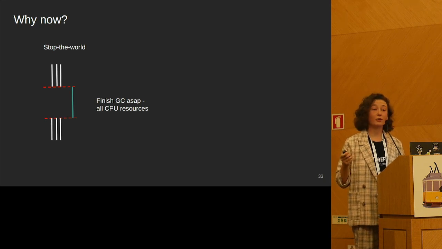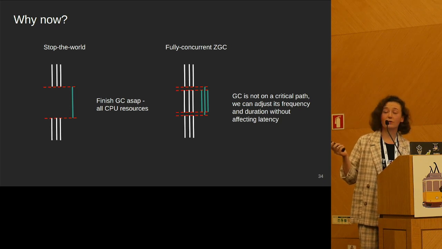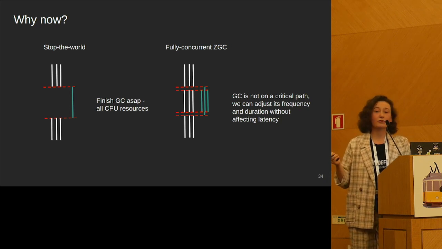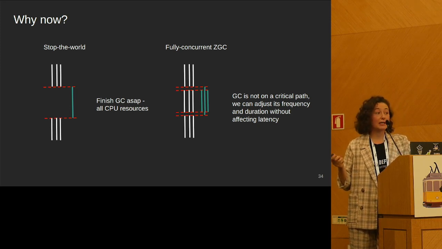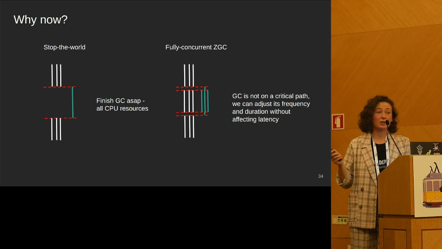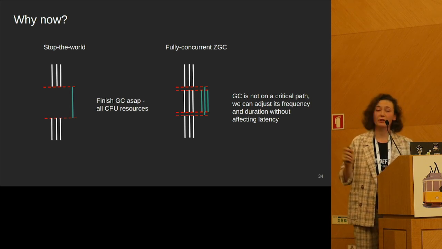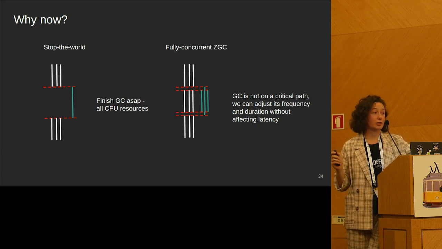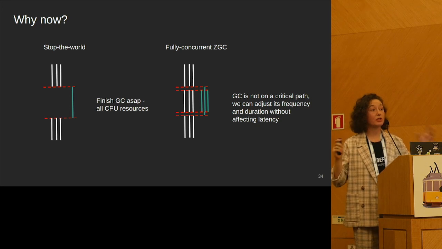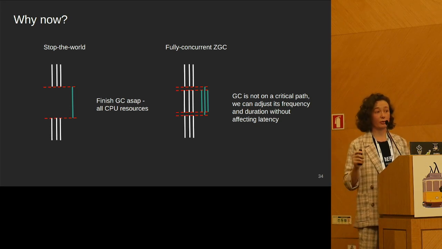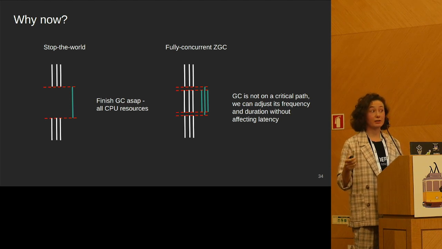Now, fully concurrent collectors emerged, one of these collectors being ZGC, for example. In fully concurrent collectors, you have GC threads running in parallel with the application, meaning that GC is not on a critical path. And if you don't like listening to my voice, you can also read this. So GC is not on a critical path. Therefore, we can actually play with the frequency, play with the duration, and not affect performance. And by performance, in fully concurrent collectors, I actually mean latency.